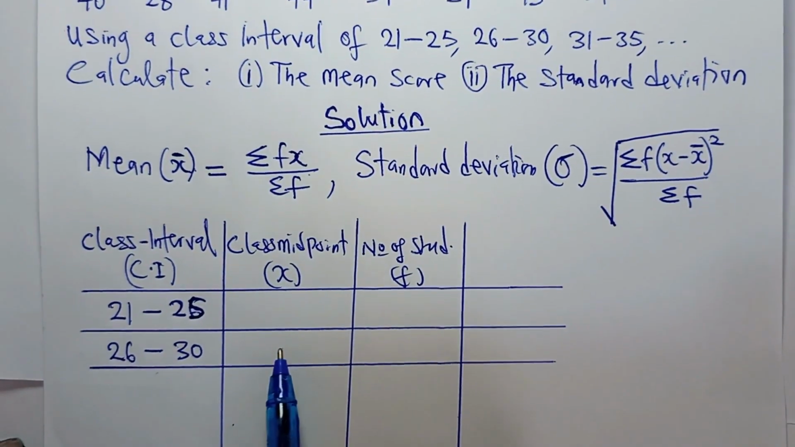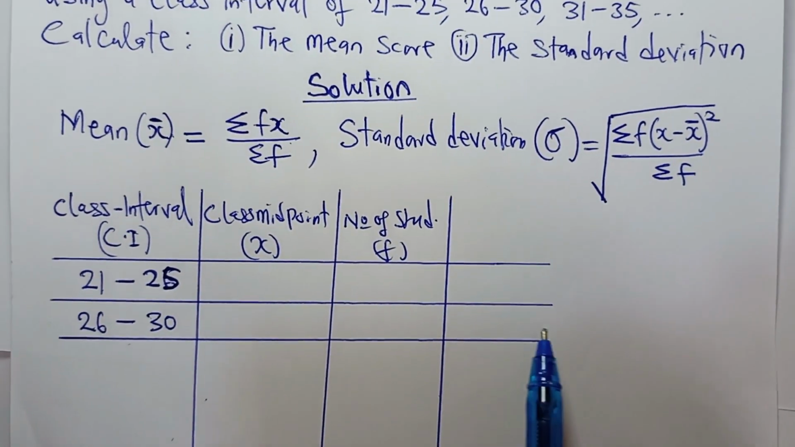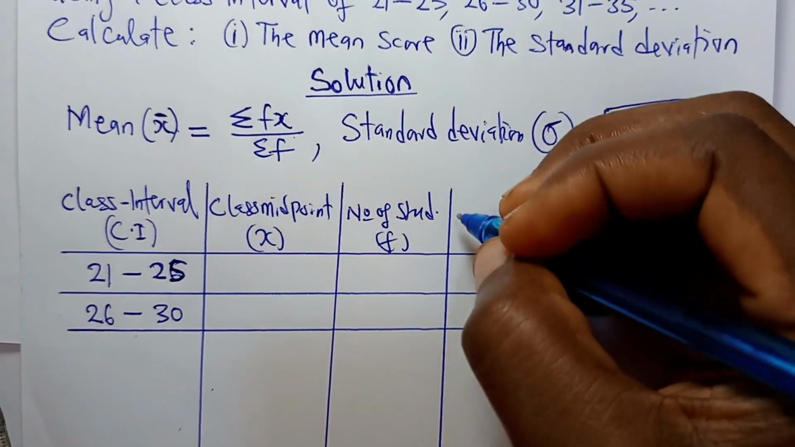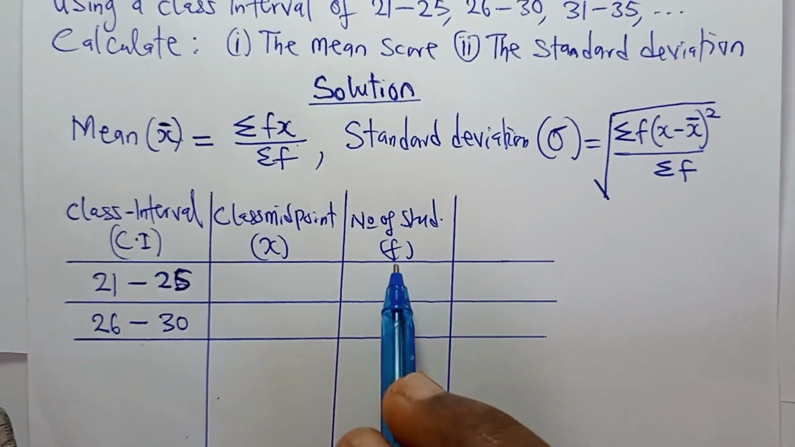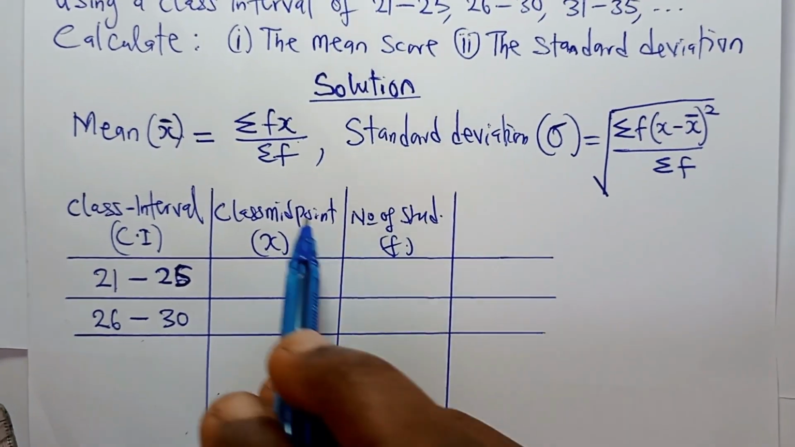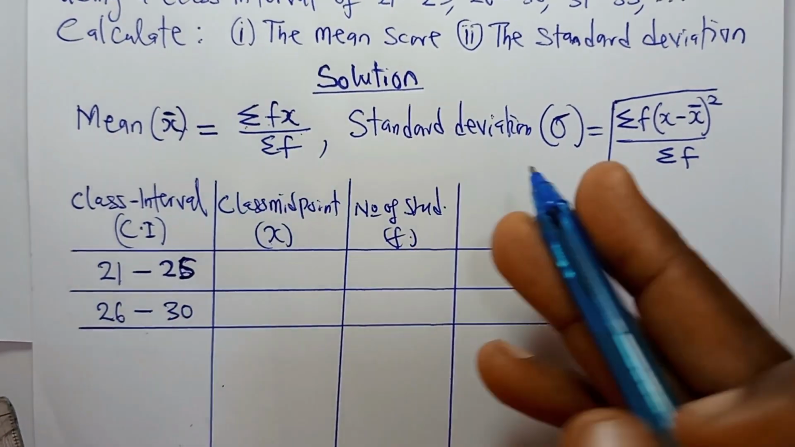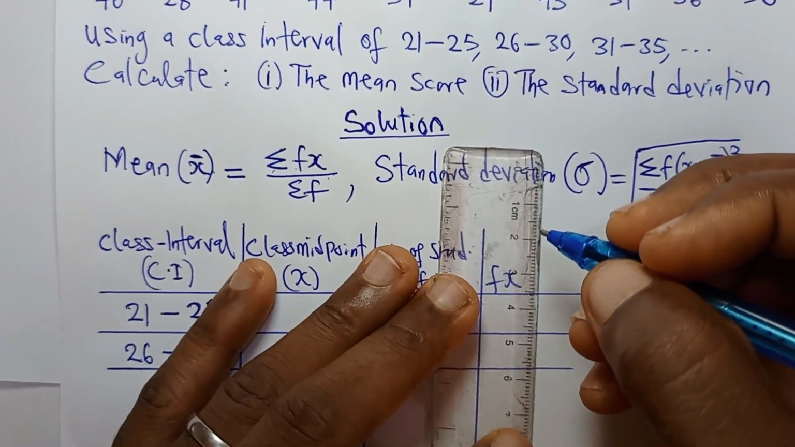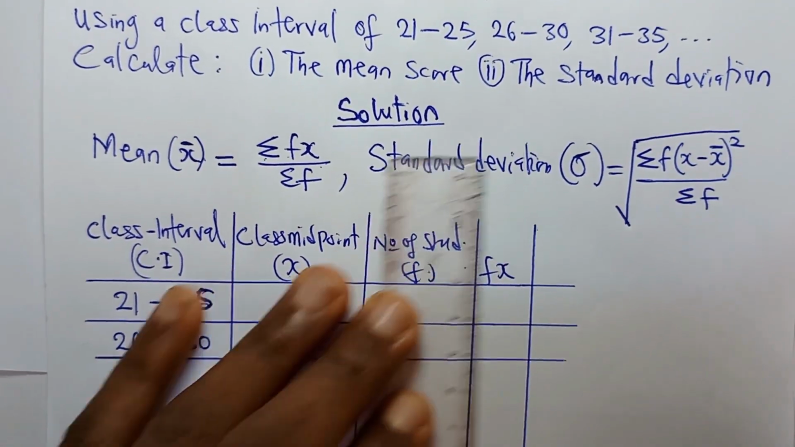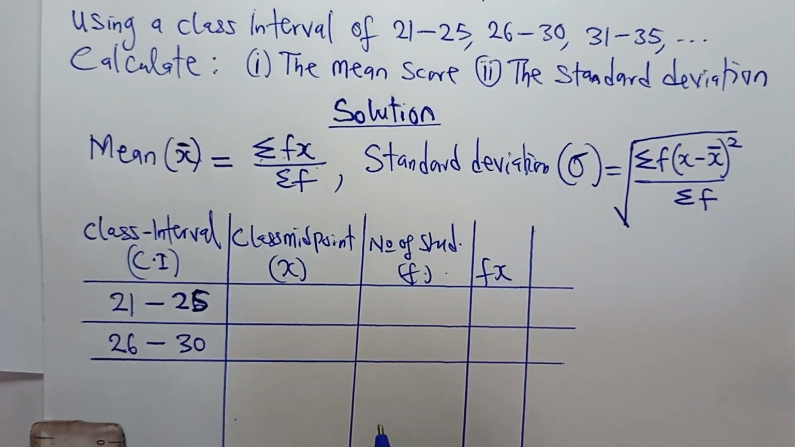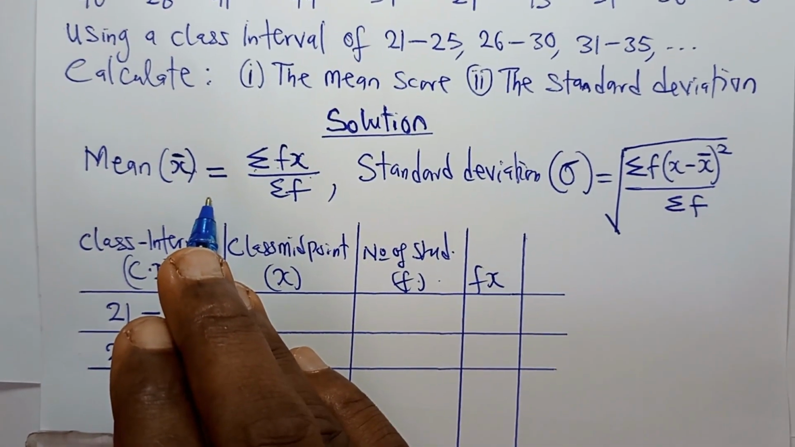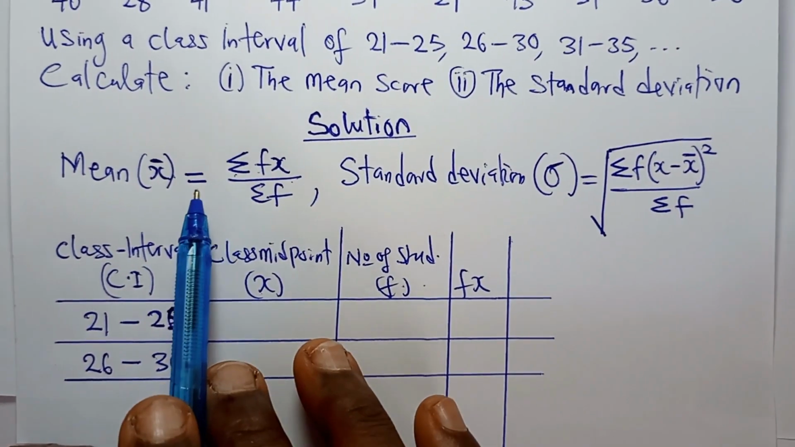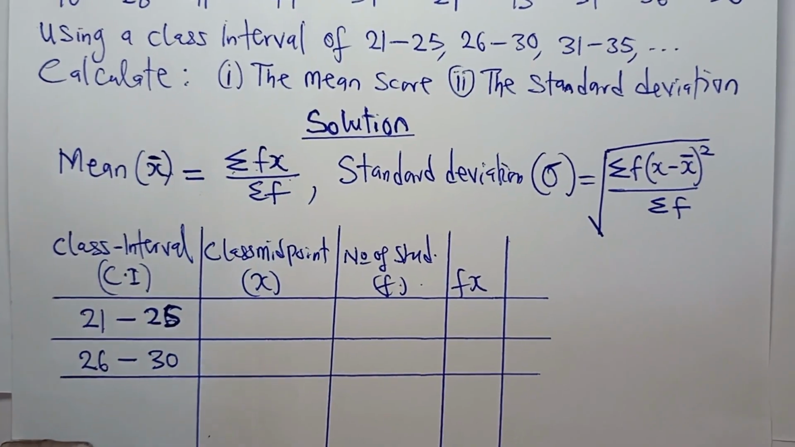After this, we have x, we have f. Now remember, we need fx. So this is fx here. With this fx and this f, we can find the mean. With only these two, we can find this mean. Now let's assume we have gotten the mean.